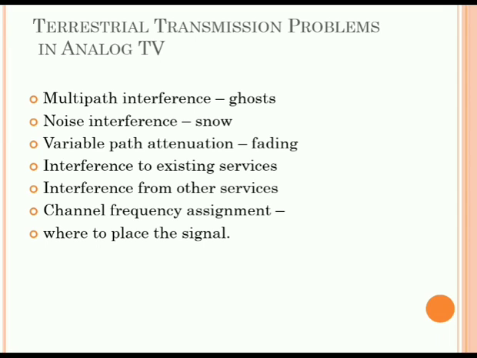In the last lecture, we saw the Mach signal and Mach transmission. In this one, let us see the different problems in analog television. In analog television, multipath interference occurs, which is nothing but the ghost on the television signal. Noise interference occurs, that is snow. Variable path attenuation is called fading. There are interferences to existing services, interferences from other services, and channel frequency assignments, that is, where to place the signal.